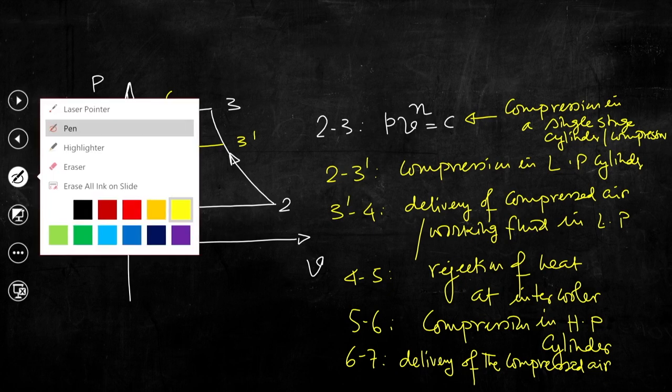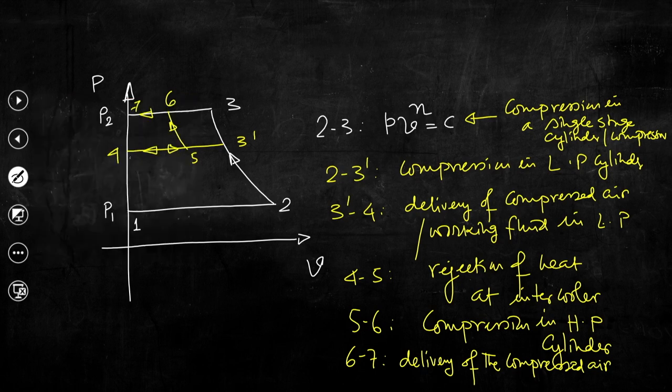So, what we can understand from this particular diagram is that this is the amount of work which we do not require because of this multistage compression. So, we are allowing compression process from 2 to 3 prime in low pressure stage compressor, then 3 prime to 4, that is delivery of compressed air or working fluid in low pressure, then 4 to 5 is essentially again release of heat from the compressed air to another fluid inside the intercooler, and finally 5 to 6, that is again rise in pressure of the working fluid in a high pressure stage compressor.